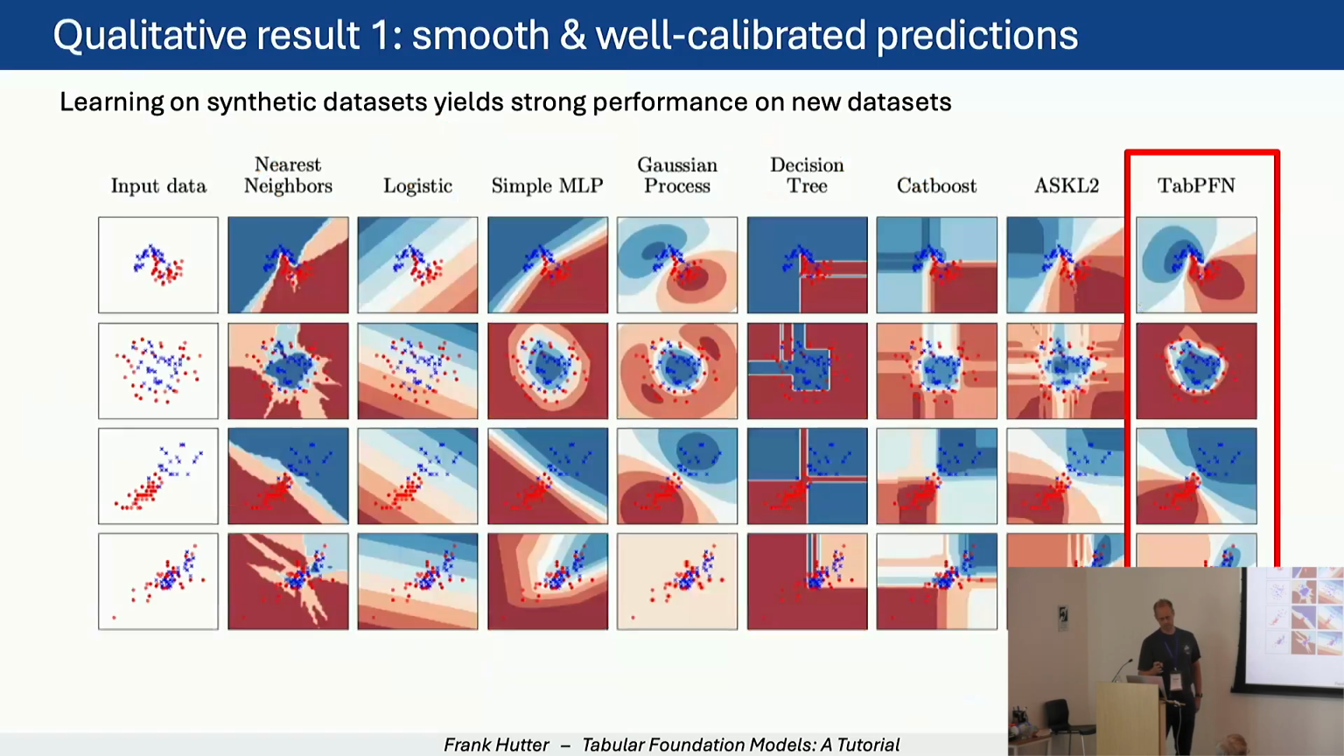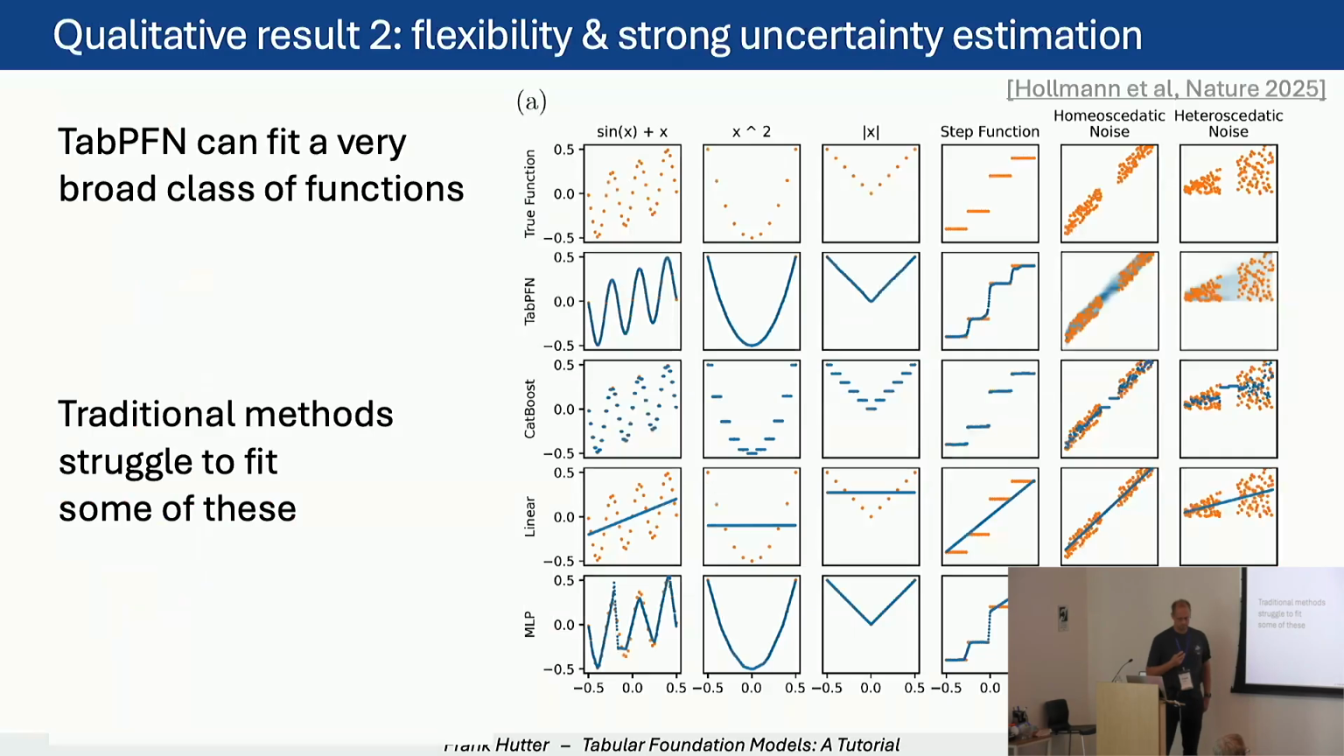So if you're actually uncertain, or if you might be wrong, then you rather want to say my uncertainty is high, and this is actually what happens automatically. So here there's this simple toy data set from scikit-learn, this half-moon data set, and you see the decision surfaces from all the different types of methods. We see CatBoost, for example, is just a very tree-based model, very axis-aligned. TabPFN is just very smooth and away from the data, it makes reasonable uncertainty estimates. All right.